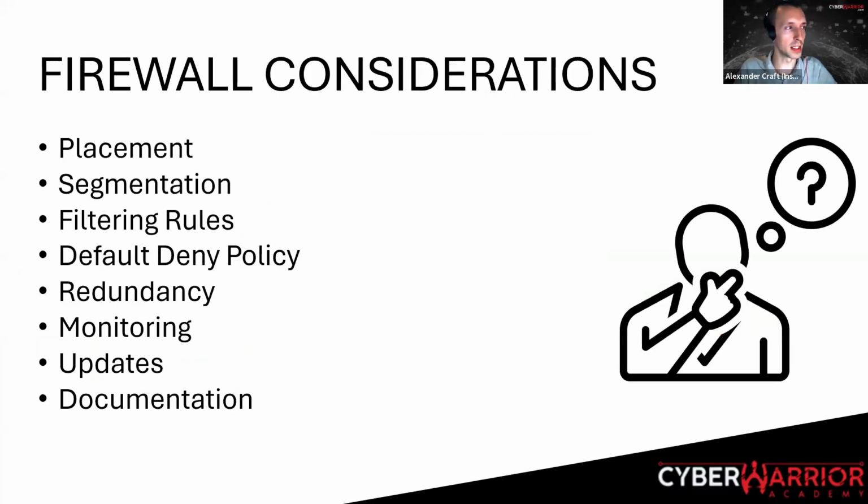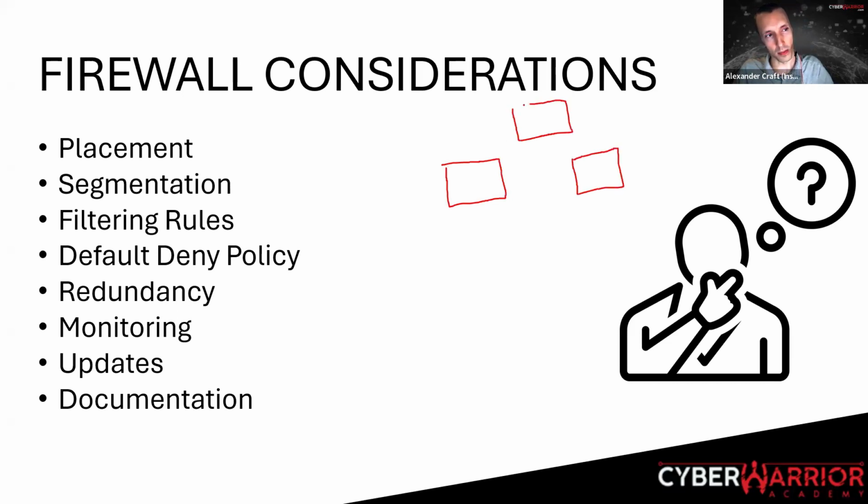Some of the firewall considerations to have is where we're going to place it on a network. Now, deciding where you're going to place it might seem like the easiest thing. It might just say, we'll put it outside of our network. The problem is that when you have a network, you have a lot of different subnetworks inside of that network.